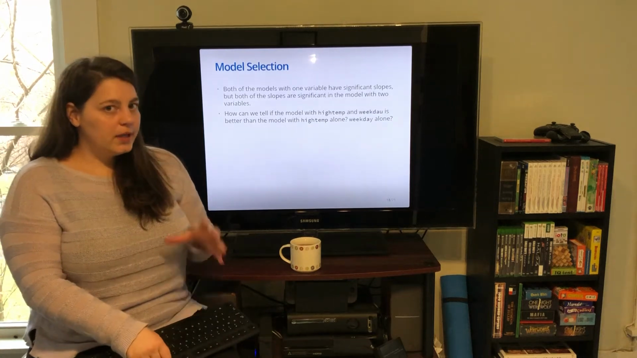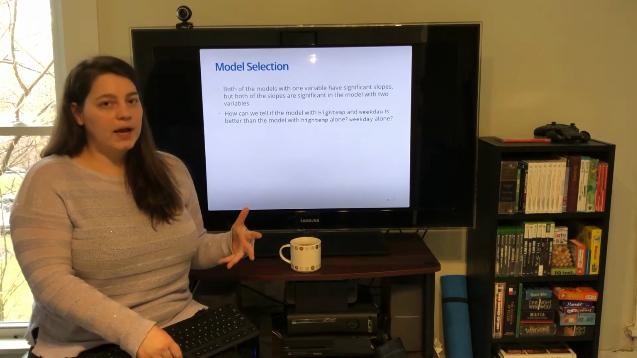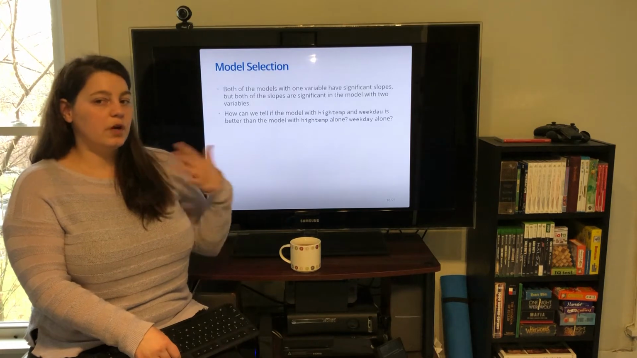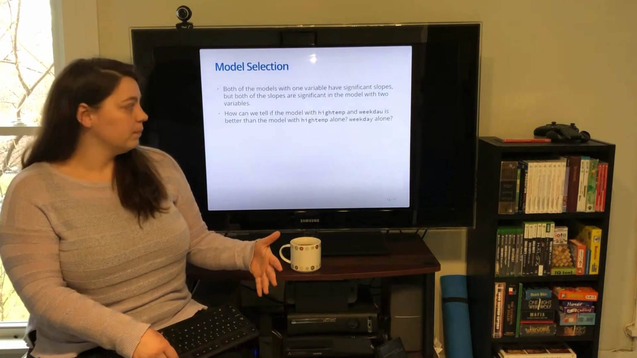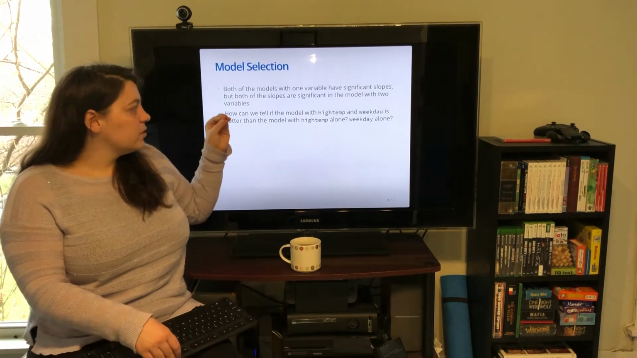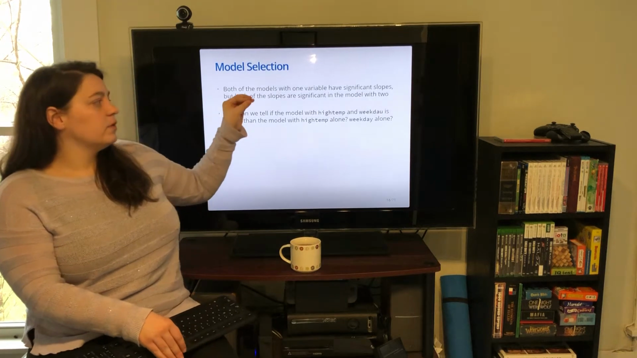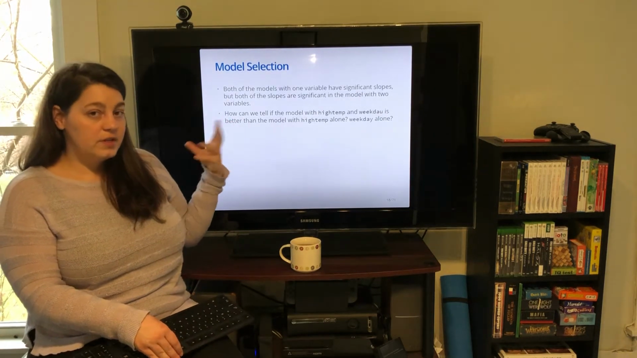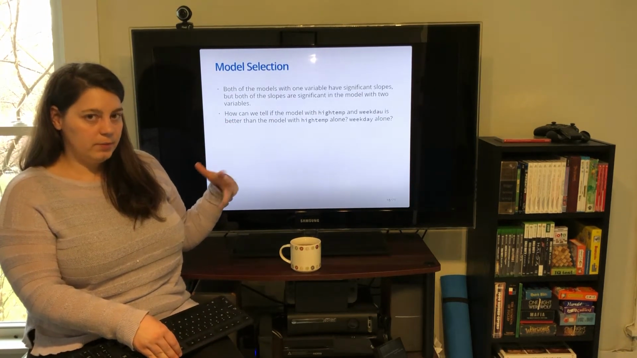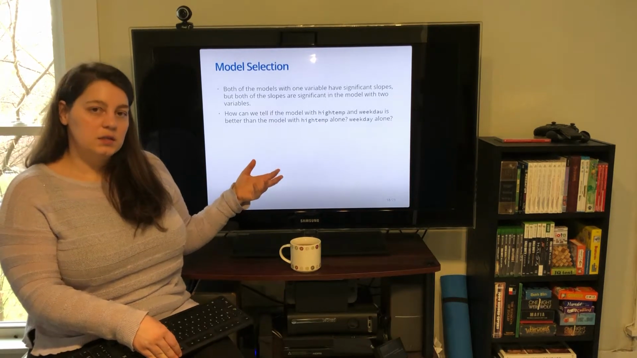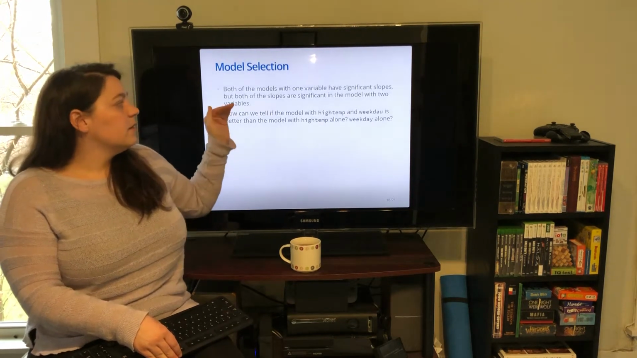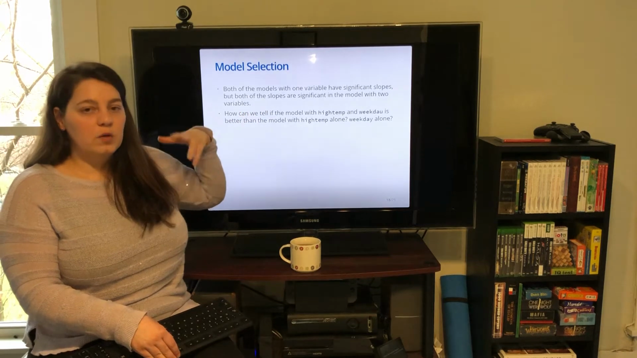Okay, so in our last video, we saw that we can now combine multiple predictor variables for a better prediction, right? Both of the simple linear regression models using high temperature and weekday have significant slopes. And the slopes are both significant in the model with two variables.